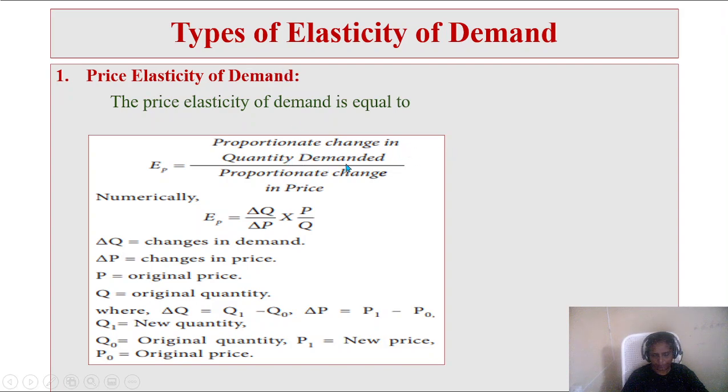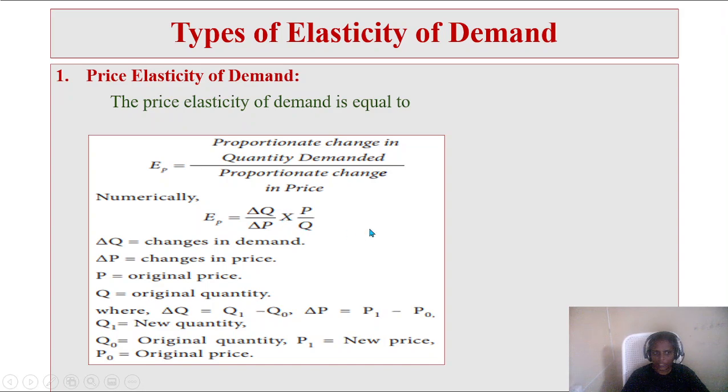the proportionate change in quantity demanded. Whenever there is a change in the price level of the commodity, what will happen to the quantity demanded? There will be a proportionate change in the quantity demanded. We can write this in numerical terms as EP is equal to proportionate change in quantity demanded, written numerically as delta Q by, delta is nothing but a change, delta P into P by Q.